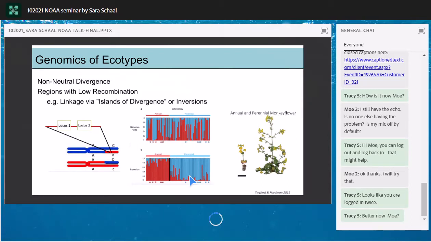And so knowing that these inversions are underlying ecotype differentiation is important, and we still need a better understanding of when we would expect these to arise in populations.